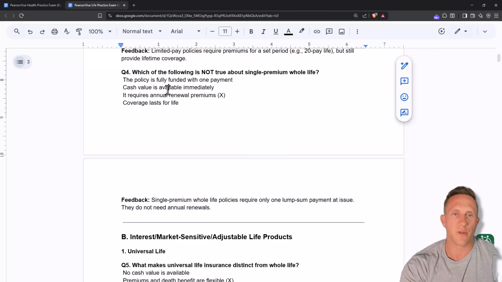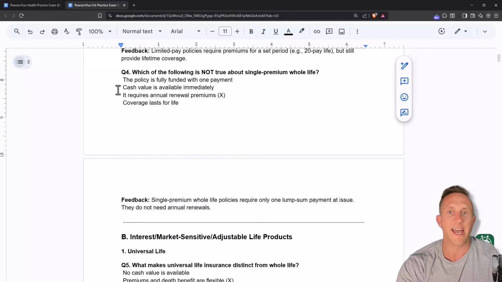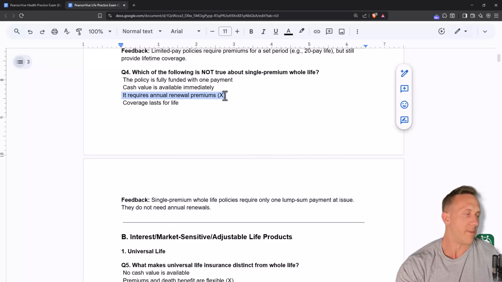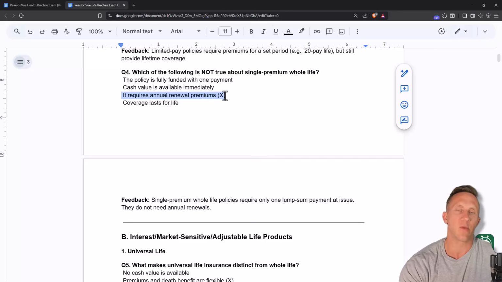So which is true? The policy is fully funded with one payment. Well, that's true about single premium. Cash value is available immediately. That is true about single premium. Requires annual renewal premiums. Well, single premium is just one payment, so there's no annual renewal premium. So we know that that's the one that is not true.